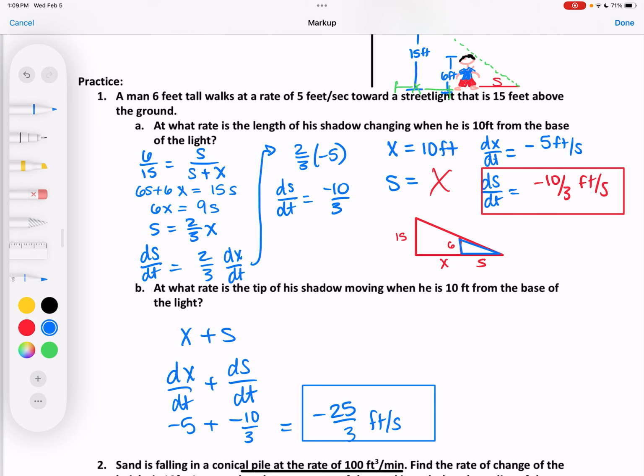Because it was the rate that the tip of his shadow was moving, all I cared about was the bottom part of this, which is the distance that he is away and the length of his shadow. And then we just take the derivative of those things and add those numbers together.